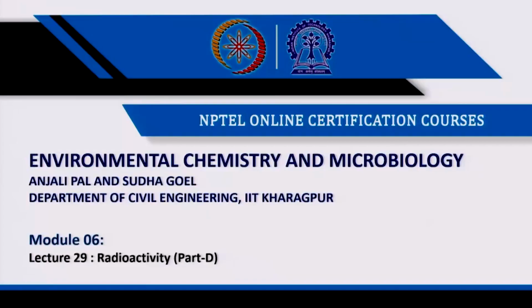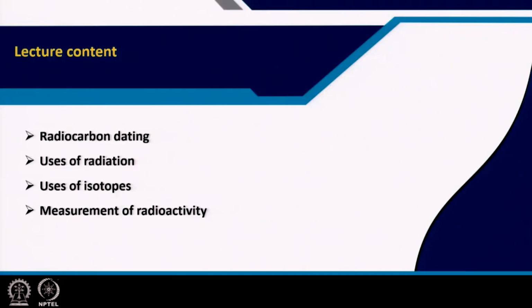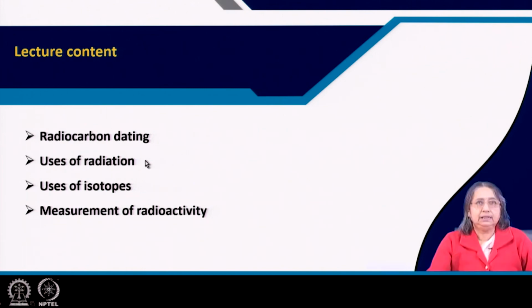In my previous lectures I have told you about the fundamentals of radioactivity and the stability of the radio nuclei, why it is unstable, the neutron proton ratio. In this lecture I will cover the following topics. The lecture content is like that: radiocarbon dating, then uses of radiation, uses of isotopes and measurement of radioactivity.